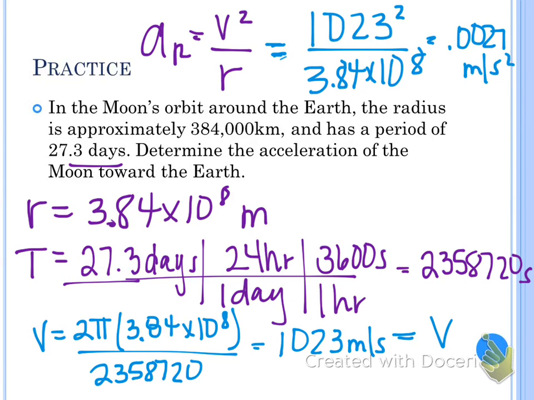Okay, but is that what we got? 0.0027? Okay, so our moon is not moving very quickly. Okay, it's not moving very quickly toward the Earth is what we're saying. Its centripetal acceleration is not much. Even though it's moving at a rate of 1,023 meters every second in its orbit, its acceleration toward the center of the Earth is not great, okay, because the radius is so large. Okay? All right, any questions there? Okay.